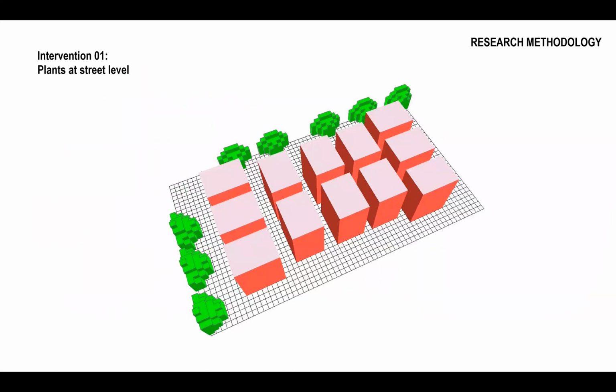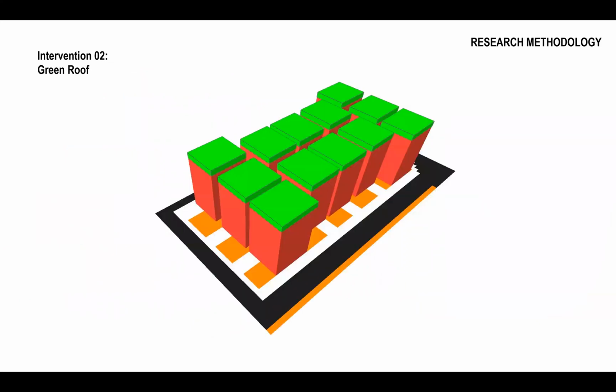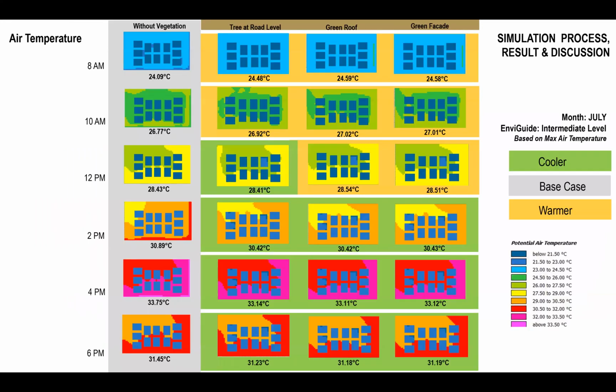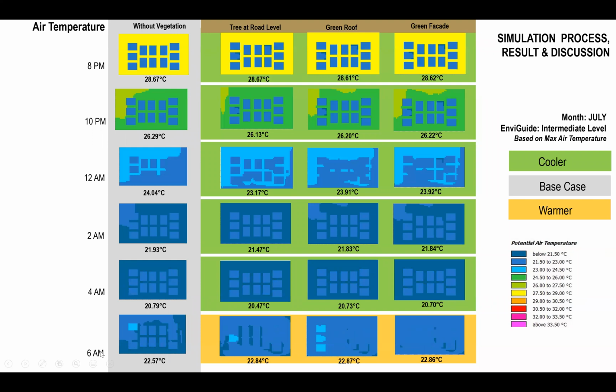So first intervention is having plants at street level. Then intervention 2 is green roof, and intervention 3 is having green facade. And for the simulation for the month of July, we can see a significant effect of green vegetation on the air temperature. So from here, we can see from 12 to up to 4 a.m., the green infrastructure shows a cooler effect in the urban context.